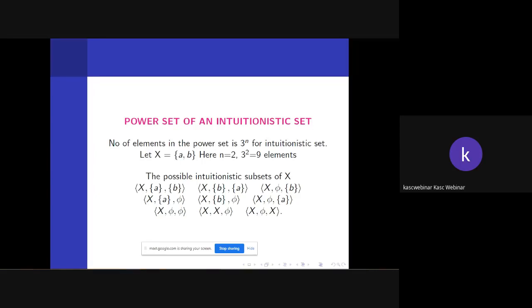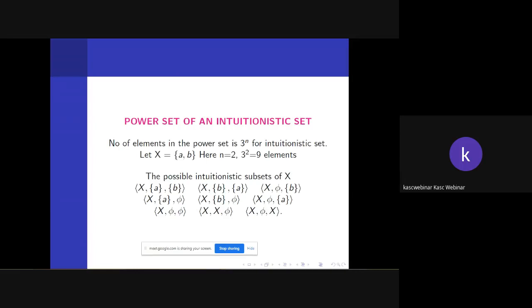While considering normal sets, the power set will have 2 power n elements, right? But in the Intuitionistic set, it is not so. You will have 3 power n elements in the power set. So I'm showing that by an example. X is equal to A comma B. Here you have 2 elements. So 3 squared, you have 9 elements.